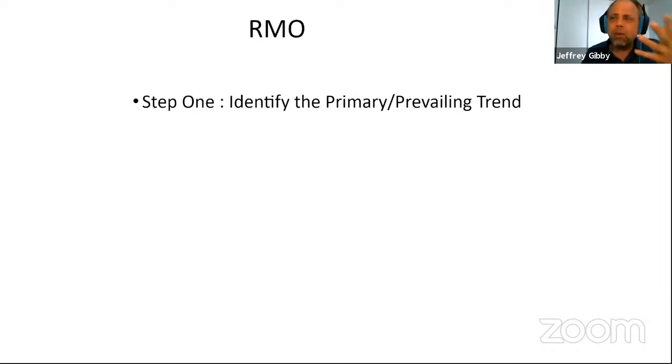So the first thing that we want to do with the RMO system, again, it's objective. So if we're following it, we should be able to be objective. Since we're following the trend with this system, we want to be able to easily identify it. When we talk about RMO, we're going to be talking about 3 different types of trend: a primary trend, which is a long-term trend, a medium-term trend, and a short-term trend. When I say primary, I mean long-term. If I say prevailing, I mean long-term. The first thing that we're going to do is identify the primary or prevailing trend.